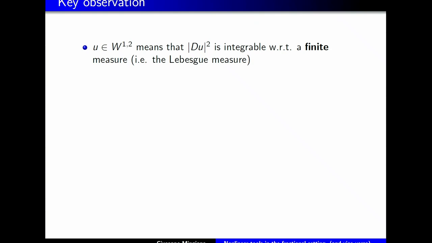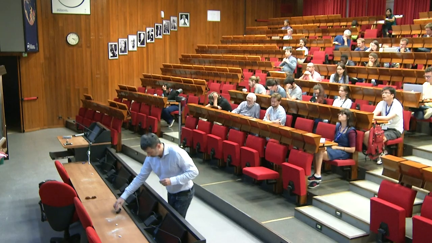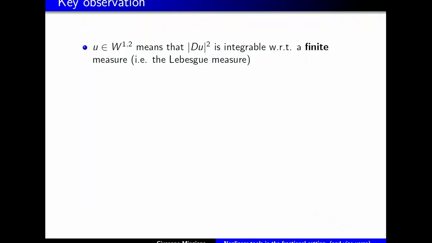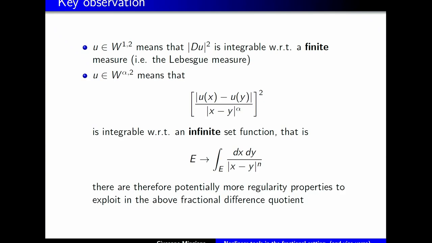So what does it mean that u is in W^{1,2}? Being in W^{1,2} means that, trivially, Du is integrable with respect to a finite measure. So where is this additional differentiability coming from? Now, what does it mean that u belongs to W^{alpha,2}? This means that this object, which is dimensionally analogous to the gradient, but with a non-local effect, is integrable against an infinite measure. This should tell you that this object is in a way better than the other. This is actually the source of this extra differentiability, because this object must be smaller than what you believe, since it must be integrable against something which is not finitely integrable.